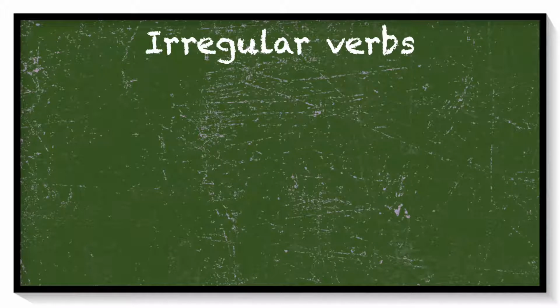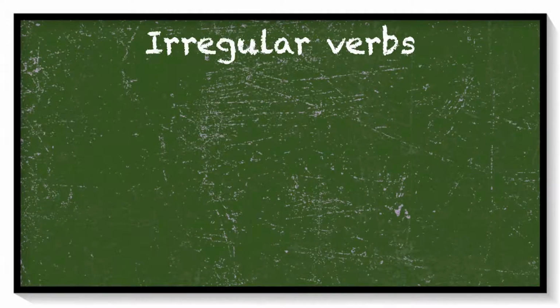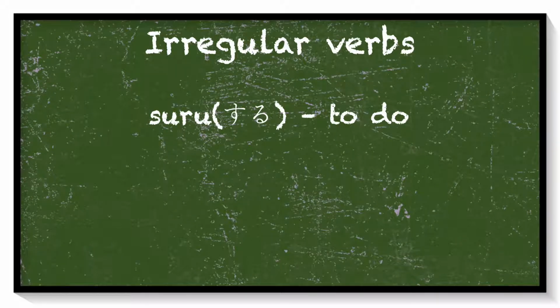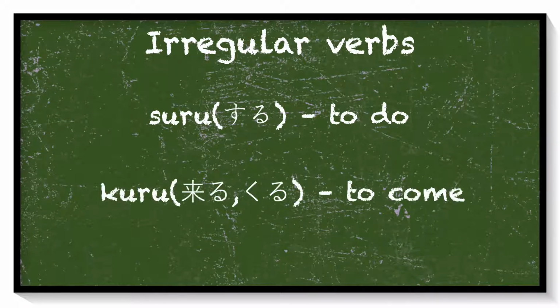Now, let's proceed to irregular verbs. There are only two irregular verbs. These are する, which means to do, and 来る, which means to come. They are called irregular verbs, because when you make it in past tense, negative form, polite form, or what we call conjugation, they don't follow the pattern of regular verbs.